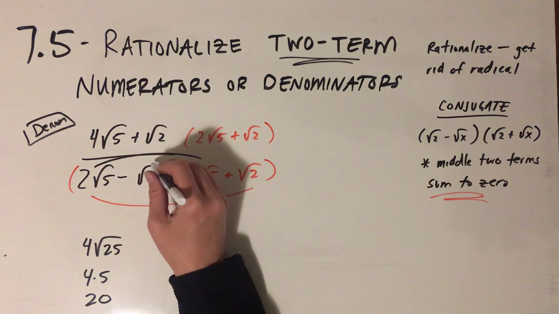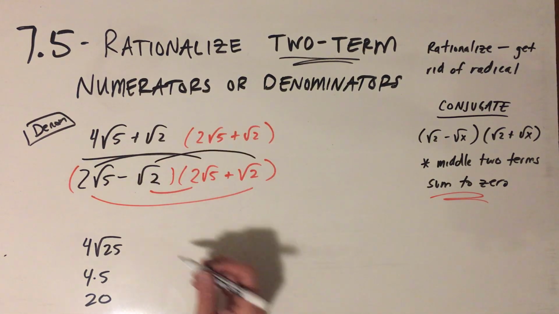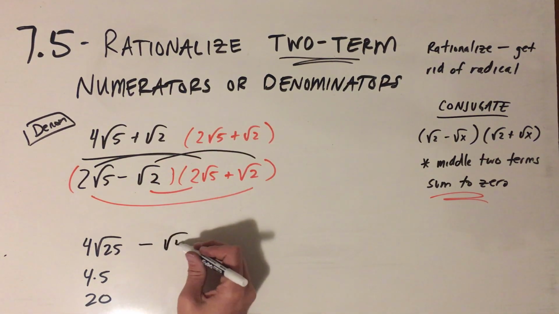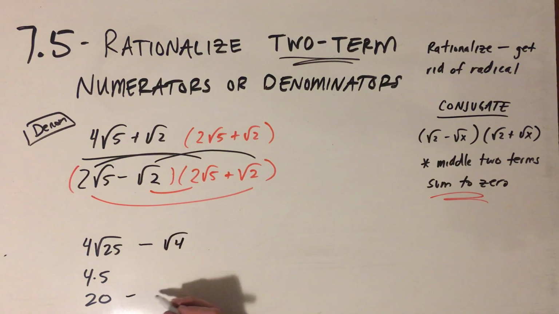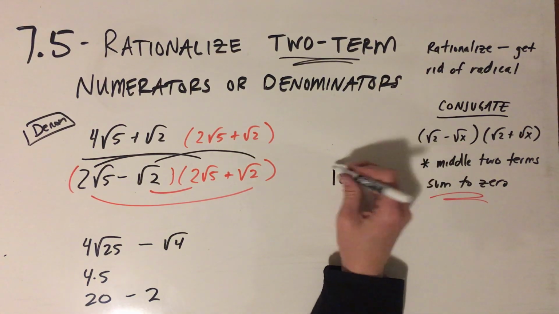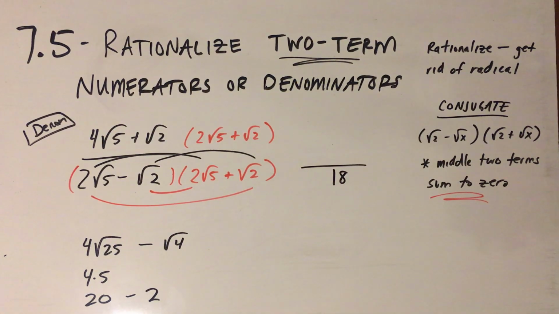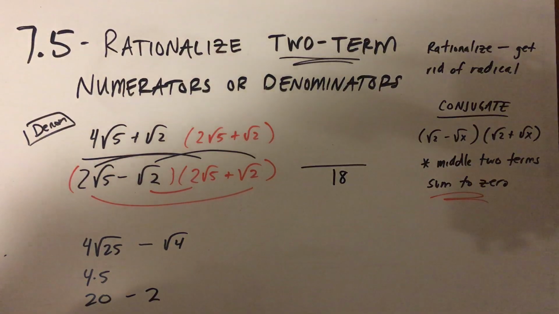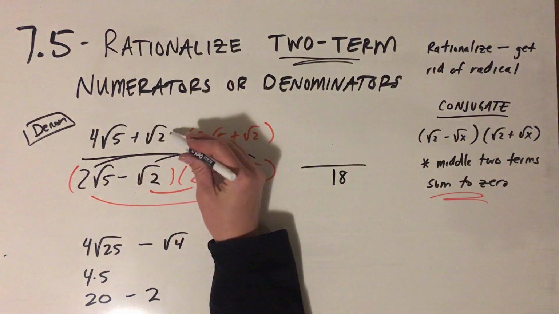Okay, and when I do the lasts, I'm going to get the square root of 2 times the square root of 2. That's going to give me a negative square root of 4, which is minus 2. So on the bottom, we have 18. It's kind of weird. All right, so now I'm going to look at the tops. The tops, I'm going to have to FOIL.